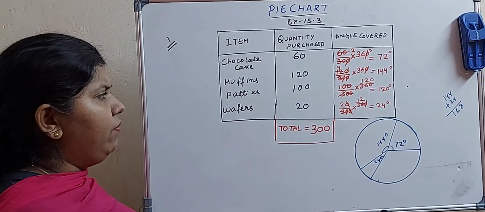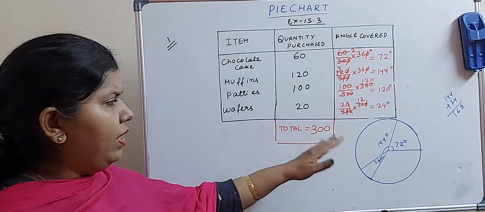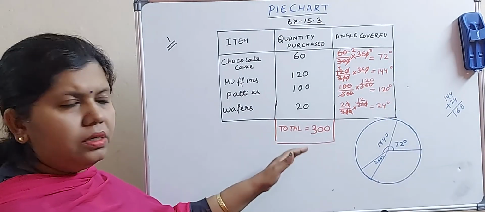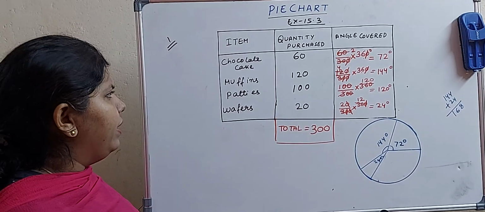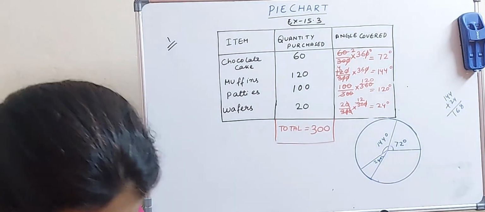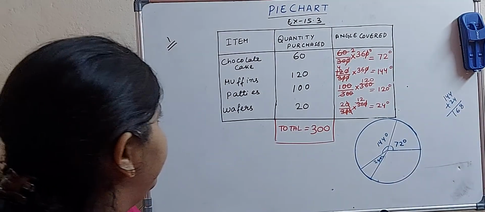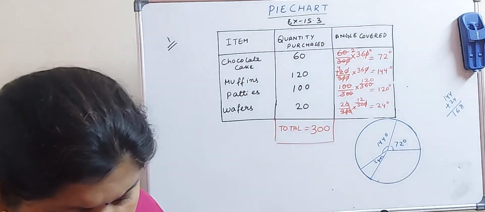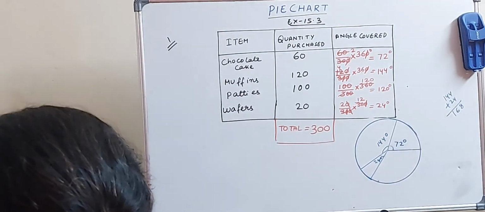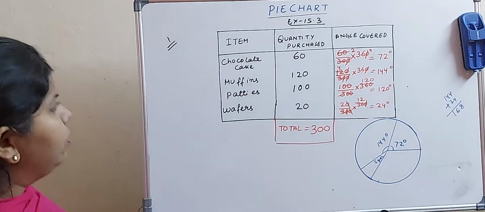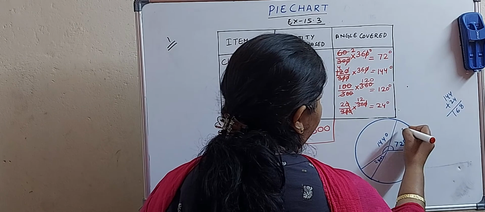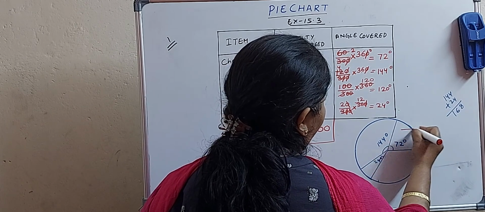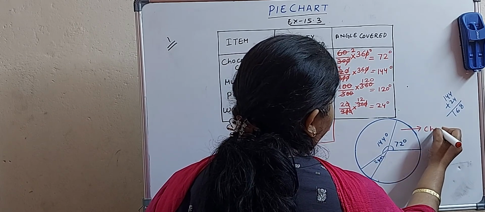So in this way we have divided the circle into sectors as per the data provided. Now we have to label it. The next work is labeling. 72 degrees is your chocolate cake. So you put an arrow over here and write chocolate cake.